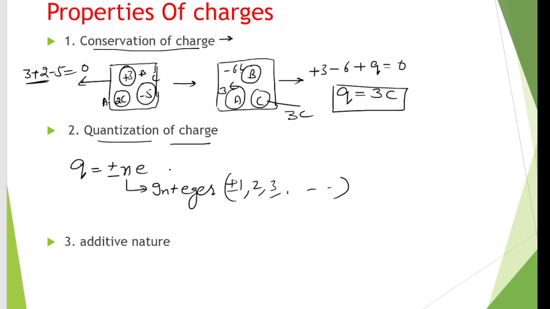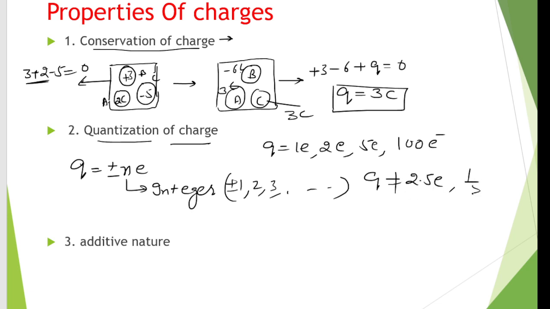Charge is always quantized, which means the charge on a body can be 1e, 2e, 5e, or 100e, but the charge on a body cannot be equal to 2.5e or 1 upon 3e. Because this is not an integer, that type of charge is not possible. Only integral numbers of charges are possible, 1, 2, 5, 100, like that. This is a very important property called quantization of charge.